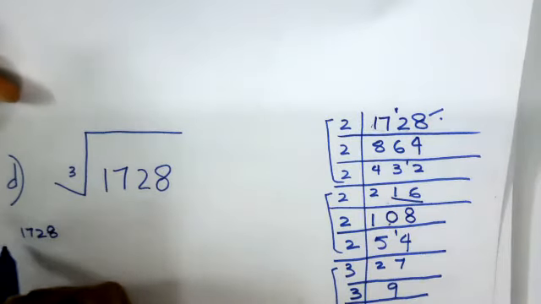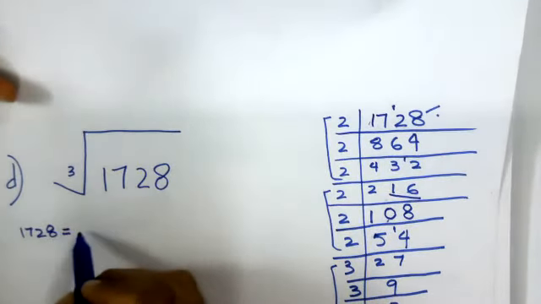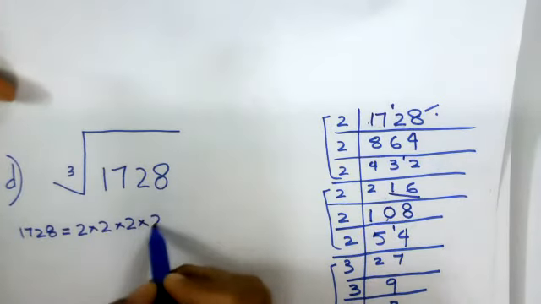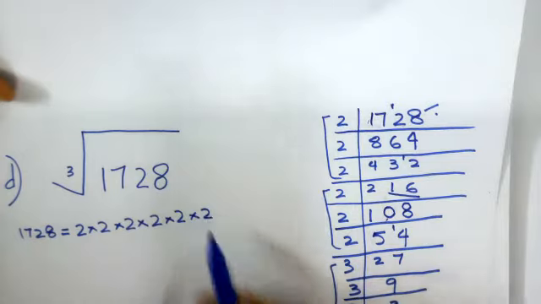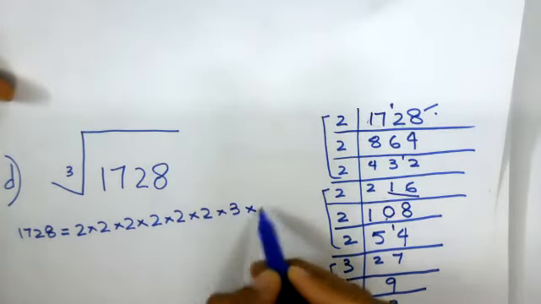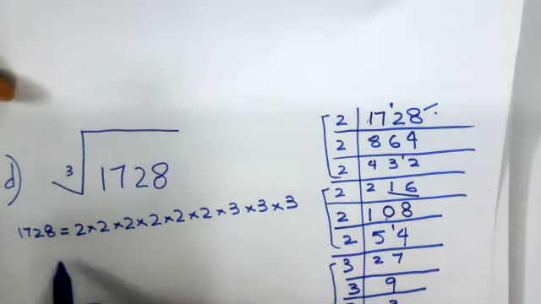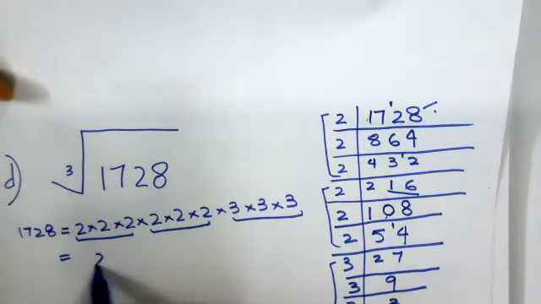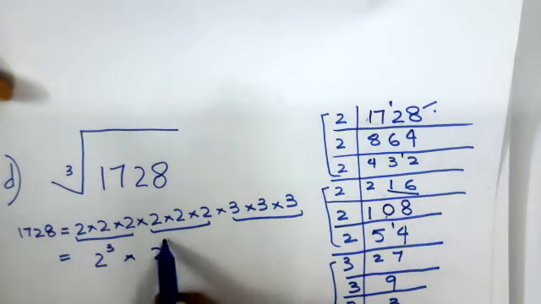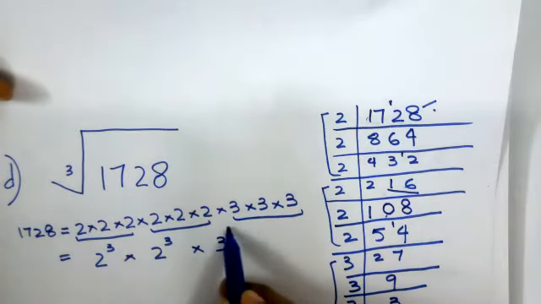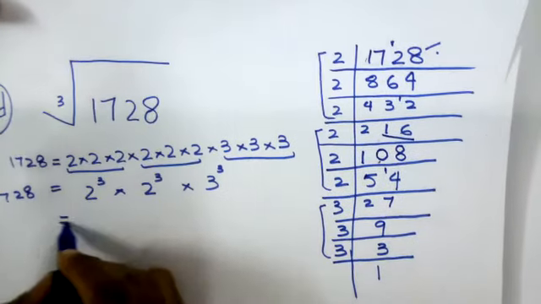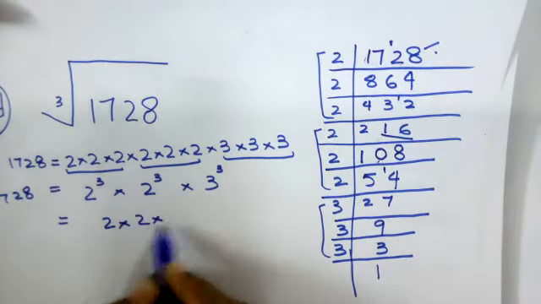Now I will write 1728. I will not write cube root. I will not make that mistake again. So 2 multiplied by 2 multiplied by 2 multiplied by 2 multiplied by 2 multiplied by 2 multiplied by 3 multiplied by 3 multiplied by 3. So I will write it this way: 2 cube multiplied by 2 cube multiplied by 3 cube, 1728. I can also write it this way.